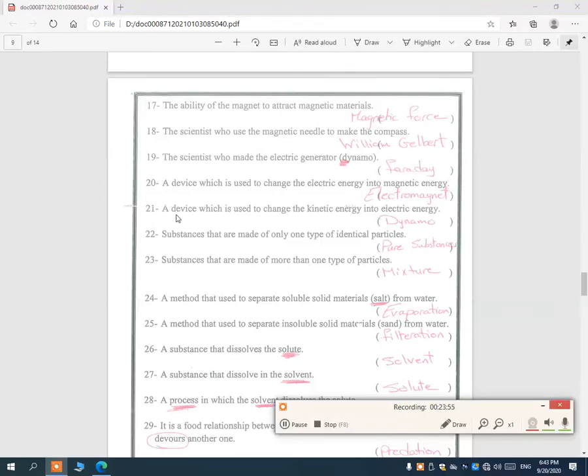Number 21: the device which is used to change the kinetic energy into electric energy. Kinetic to electric, which is the dynamo.